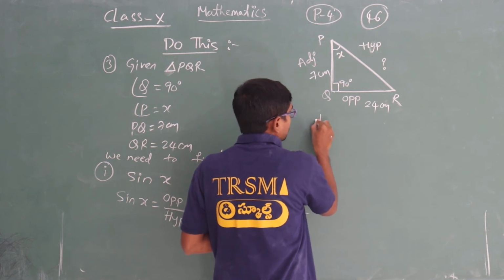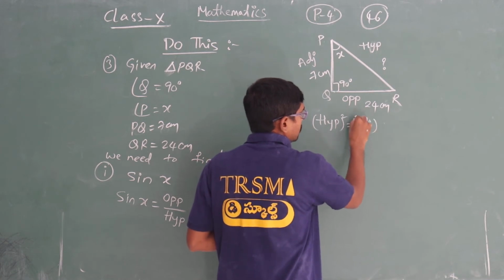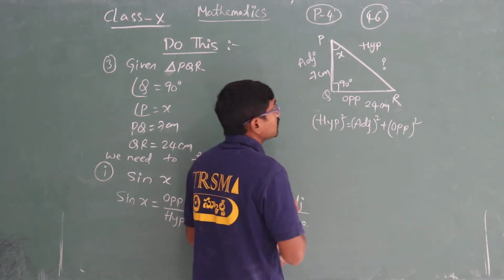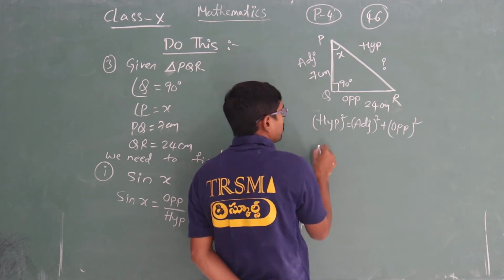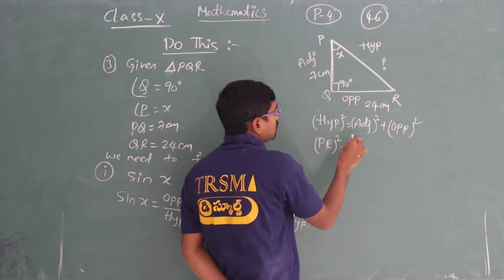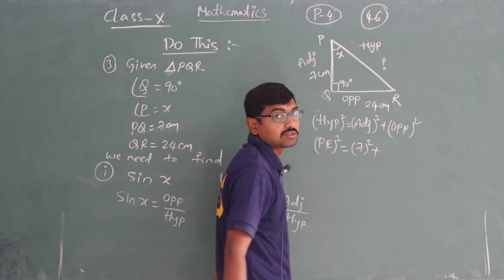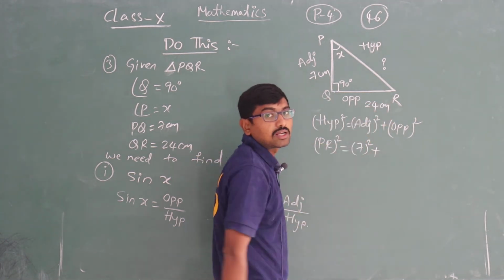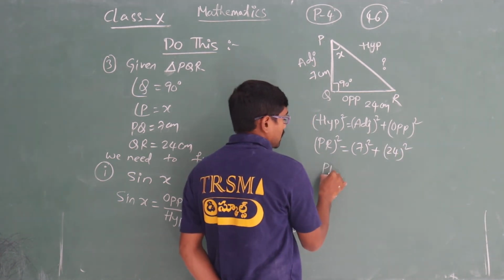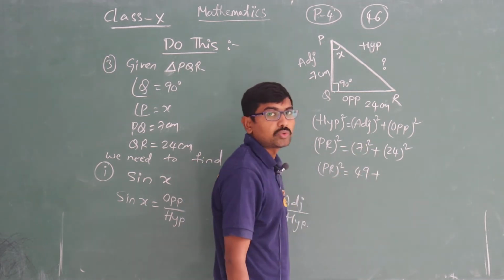What is the Pythagoras formula? Hypotenuse square is equal to adjacent square plus opposite square. Am I right? So what is the hypotenuse here? We don't know. So we write PR whole square is equal to, what do we know here? Adjacent is PQ, that is 7 centimeters, 7 whole square, plus opposite side is QR, that is 24 whole square. Now PR whole square is equal to 7 7s are 49 plus 24 into 24.